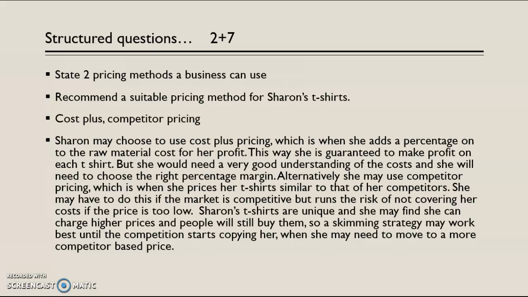So with the 7 marker, you've got to have 2 points in there. So you're going to talk about the 2 methods, which is why I said you perhaps want to make sure you talk about the 2 you chose in the first part of the question. Don't forget the judgment is the same. You need to commit and justify for 2. So Sharon's t-shirts are unique, and she may find she can charge higher prices and people will still buy them. So a skimming strategy may work best until the competition starts copying her, and she may need to move to a more competitor-based price. So I've committed to skimming, and I've said why, and then I've also said that that may still change in the future.